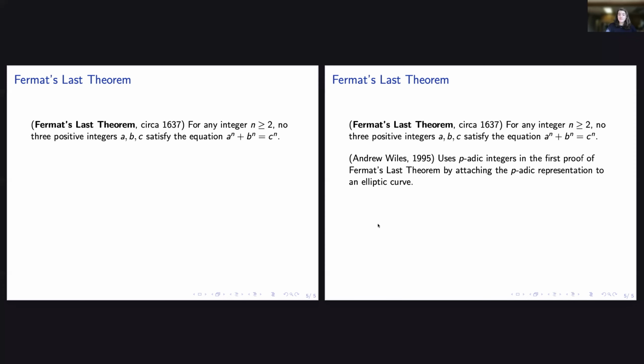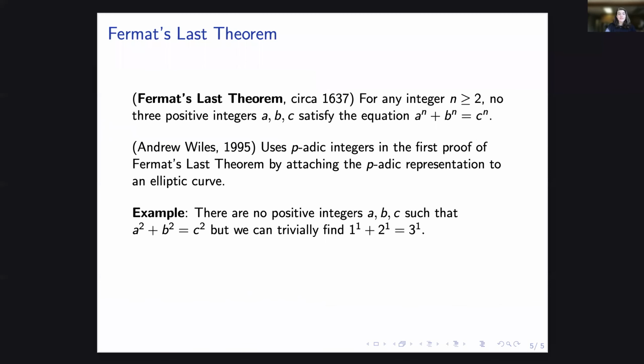And an example of this theorem is that if we say n equals 2, there are no positive integers a, b, and c such that a squared plus b squared equals c squared. However, if n equals 1, the theorem does not apply. And so we can very easily find 1 to the 1 plus 2 to the 1 equals 3 to the 1. Now, in general, p-adic numbers are very helpful in solving Diophantine equations, which some of you may be familiar with from number theory. Remember that they allow us to encode congruency with respect to primes, and that allows us to make our Diophantine equations a little bit more simple to work with.